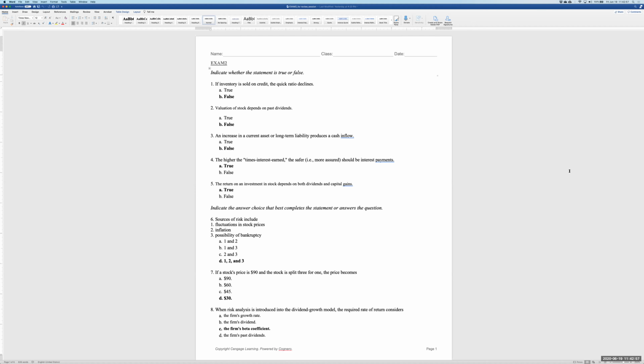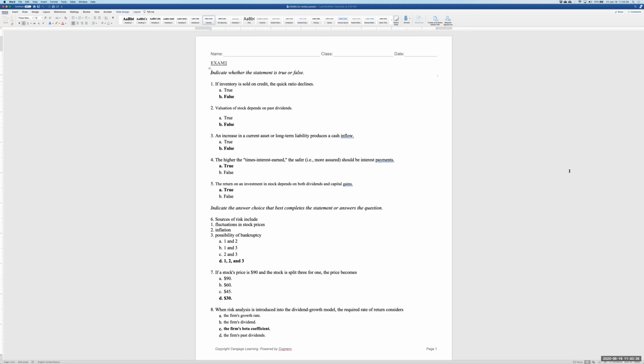If the inventory is sold on credit, the quick ratio declines. Is it correct? Is it true or false? If you recall the quick ratio, in the quick ratio we have a numerator part, current assets minus inventory, the difference between current assets and inventory, and in the denominator we have current liabilities. If the inventory is sold, which means inventory is decreased, a decrease of the inventory causes an increase in the numerator of the quick ratio. So this statement is false.